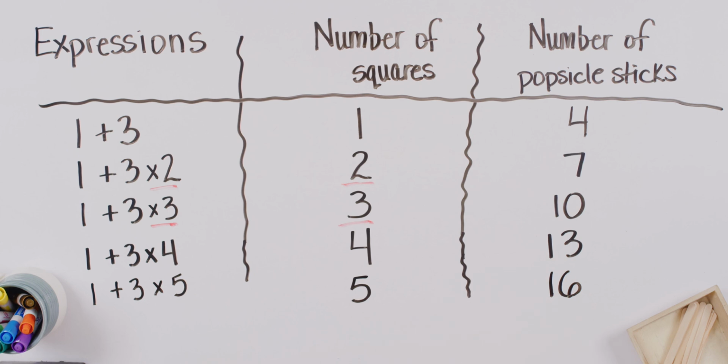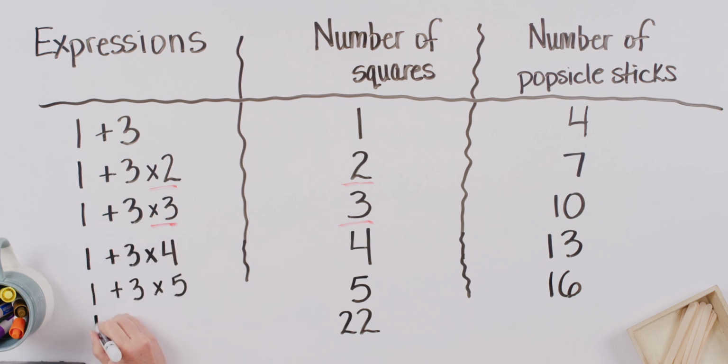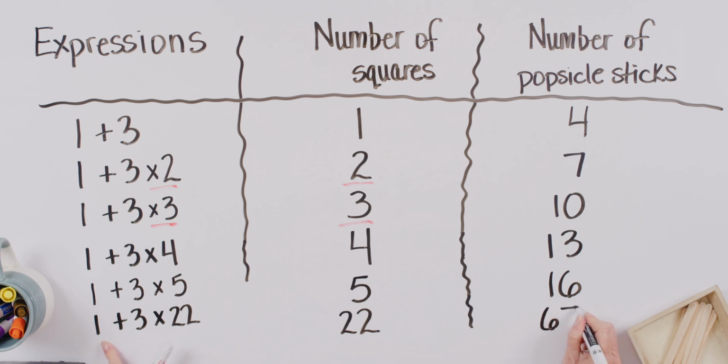All right, now what if I said we are going to create 22 squares? Now that you've seen your pattern, you would know how to do this, right? Your expression would be your 1 plus your 3 times how many? Great, 22, because we wanted 22 squares. How many popsicle sticks would we use here? Yep, what's 3 times 22? 66, plus 1 more would give us 67. We did a big jump there, didn't we?